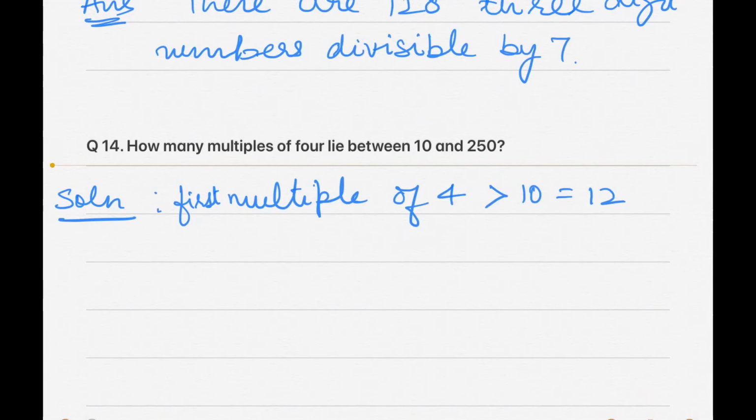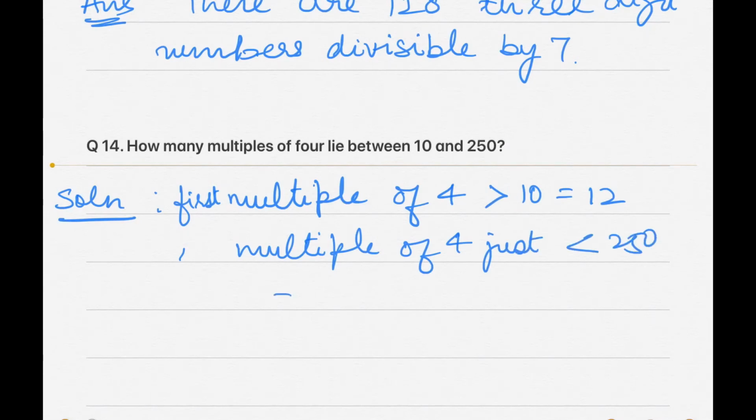Now because I know the first term is 12 and the common difference is equal to 4, and previously I told you the limit is 250, so I just need to find the multiple of 4 which is just less than 250. So what will I do? I'll divide 250 by 4. So what do I get now, guys?